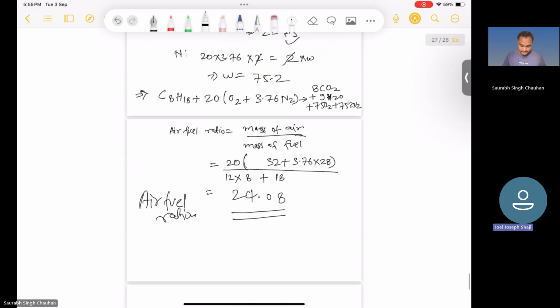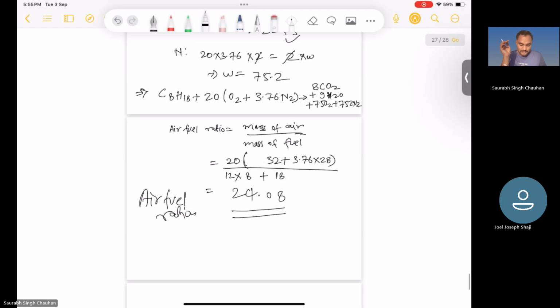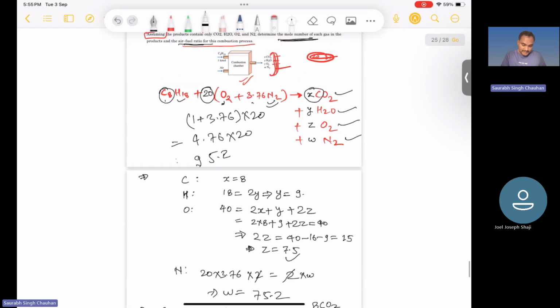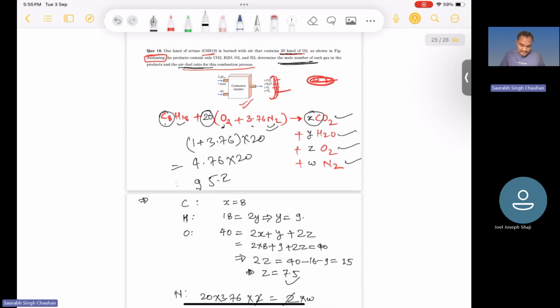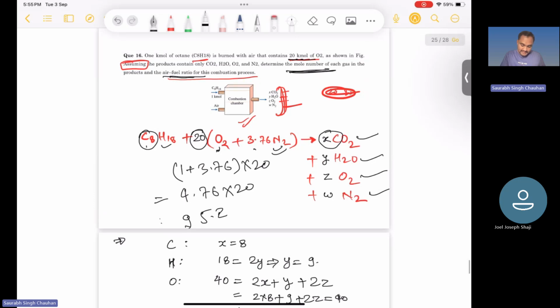Sir, will it be moles or kilomoles? If this 20 was kilomole, then it will be kilomole. If it was mole, then it will be mole. Okay, here it was kilomole, so everything is in kilomole. If it was mole, then everything would be in mole.